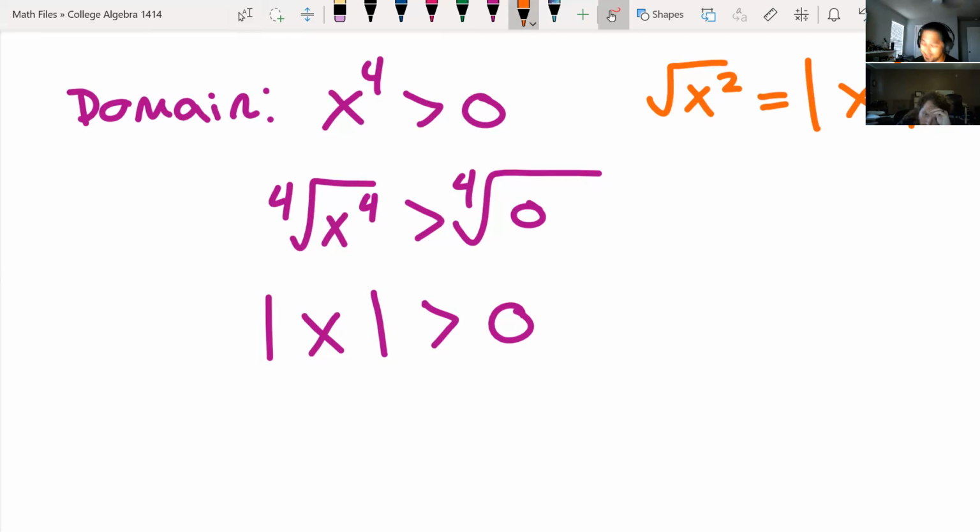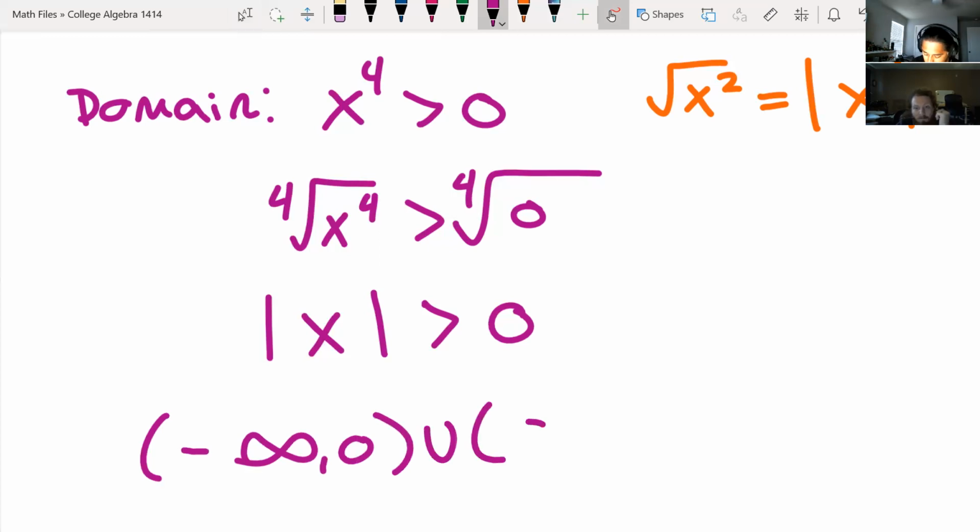So how would I write that? Negative infinity to 0, union 0 to positive infinity. Good.